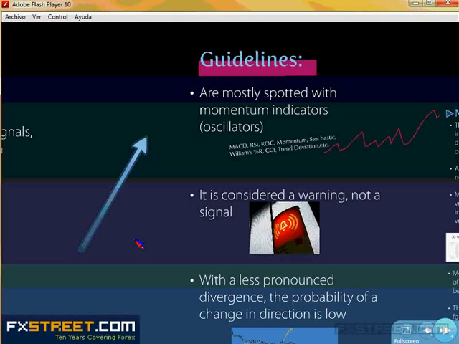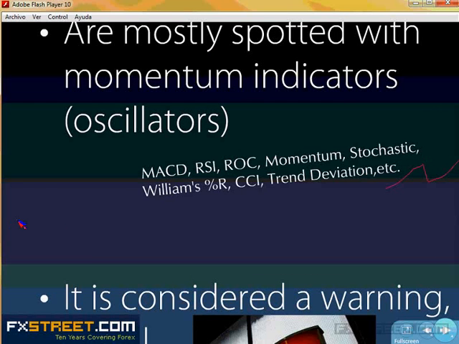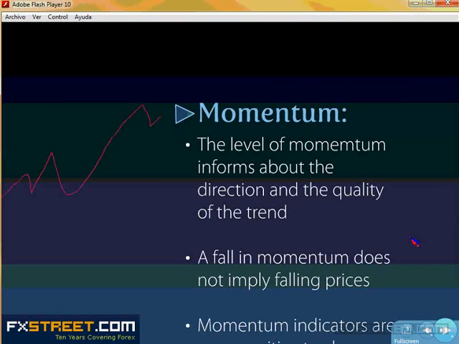Okay, on the guidelines about divergence. Divergences are mostly spotted with momentum indicators, also called oscillators. Here we have a few of them: MACD, RSI, rate of change, momentum, stochastic, Williams percentage R, CCI, trend deviation, etc. Maybe at this time we should see for a second what is momentum, to define some characteristics of momentum that will help us in spotting divergences, in understanding divergence a little bit deeper.